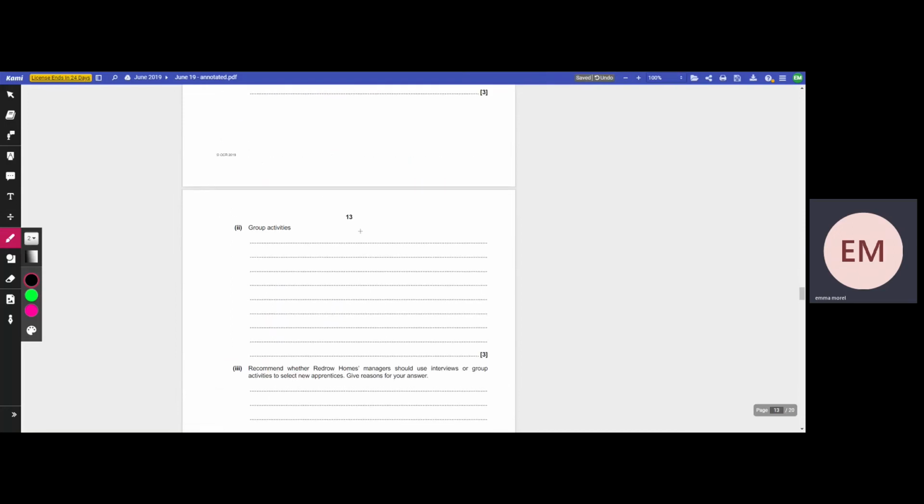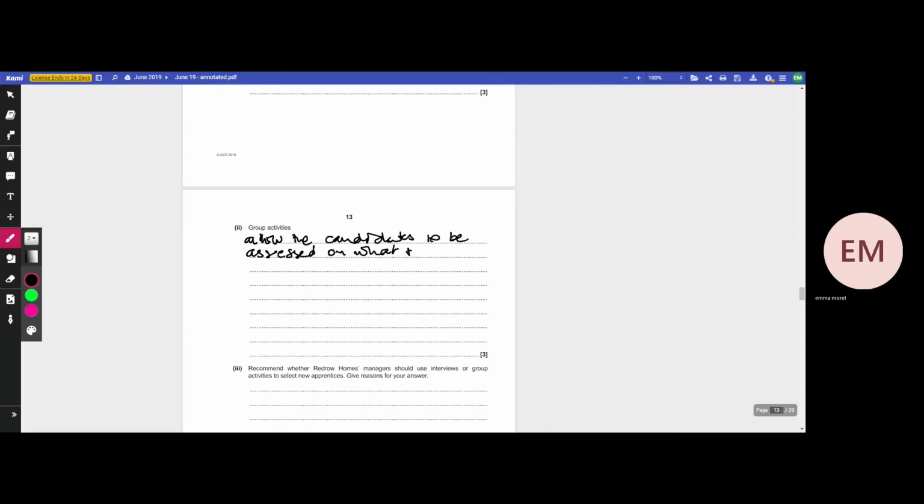Okay, same now for my group activities. So how's that going to be different? Well, there's lots of people working on this building site, so presumably teamwork's going to be important. Interviews, they're only telling you what they've done, whereas group activities, we can observe it. So that's got to be the biggest advantage here. So we can actually assess their ability. So group activities allow the candidates to be assessed on what they can do and how they interact with others.